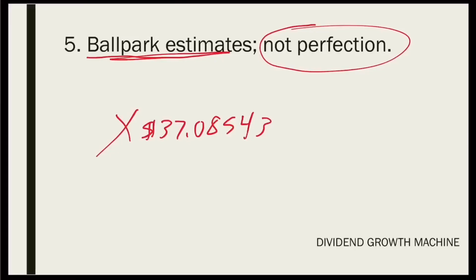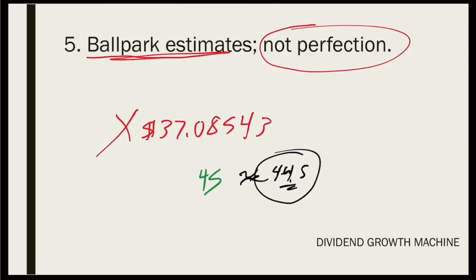So when you're working on valuations, again, just think in ballpark estimates. Say you came up with a fair value of $44.50 and the market's trading at $45. You don't need to wait for the stock to fall 50 cents to buy the stock, right? It's close enough. It's roughly fairly valued.